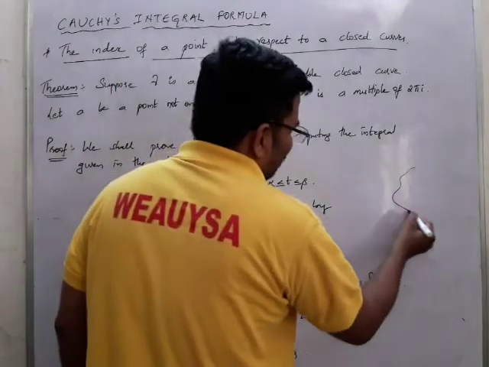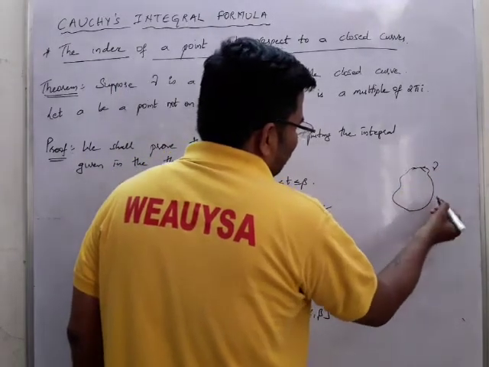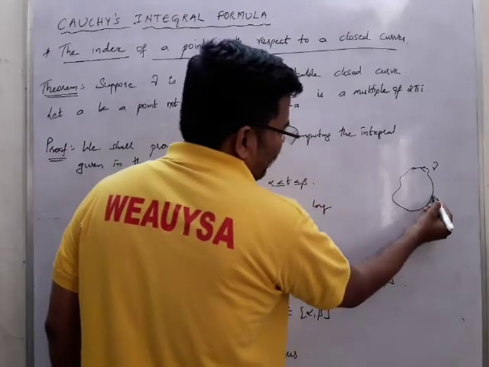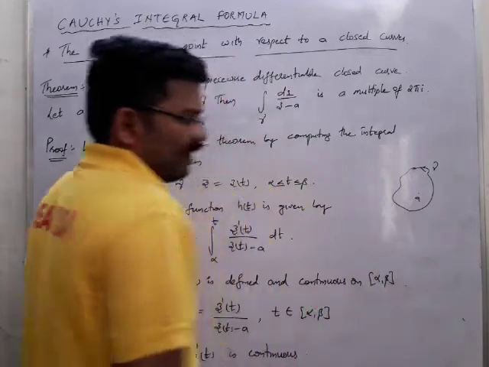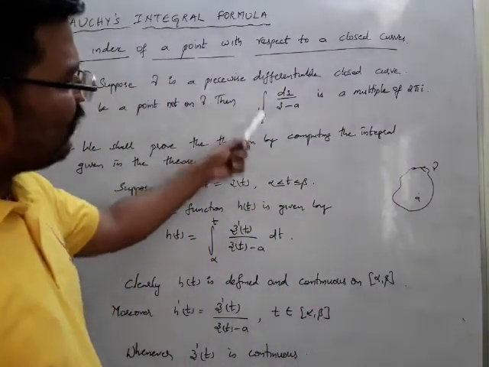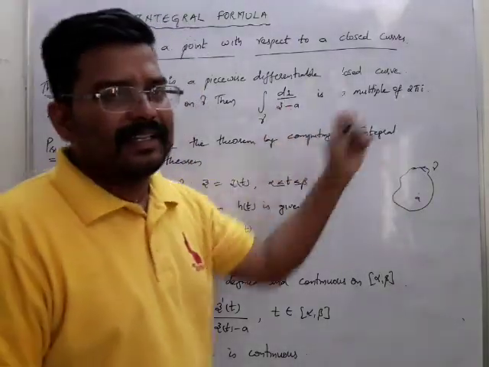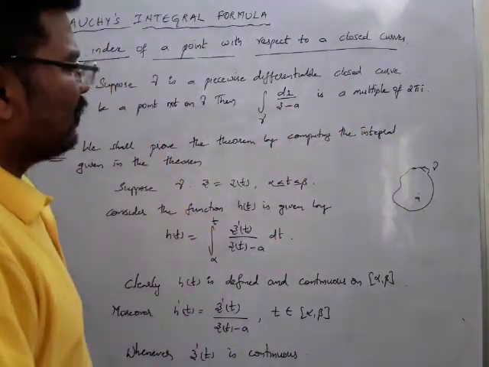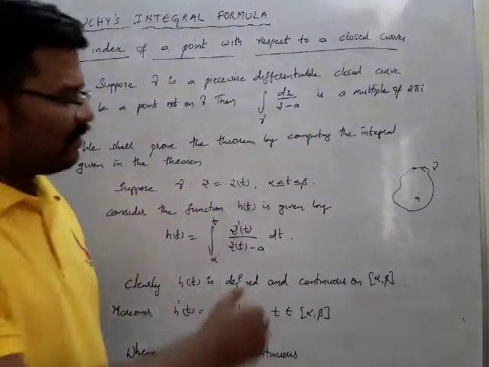Suppose, for example, this is a closed curve, gamma. The point a is not on gamma. It may be inside gamma, like this a. Then the integral over gamma of dz by z minus a is a multiple of 2 pi i.